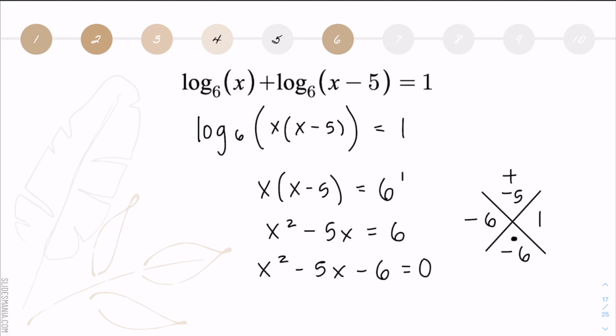So because those are the two numbers I need, those give me the factors x minus 6 and x plus 1. And by using my zero product property, I get the solutions positive 6 and negative 1. Because we cannot evaluate log at a negative number, our solution is 6.